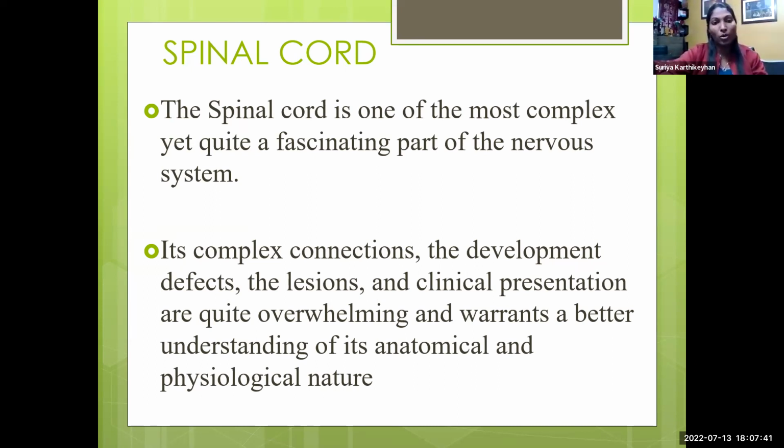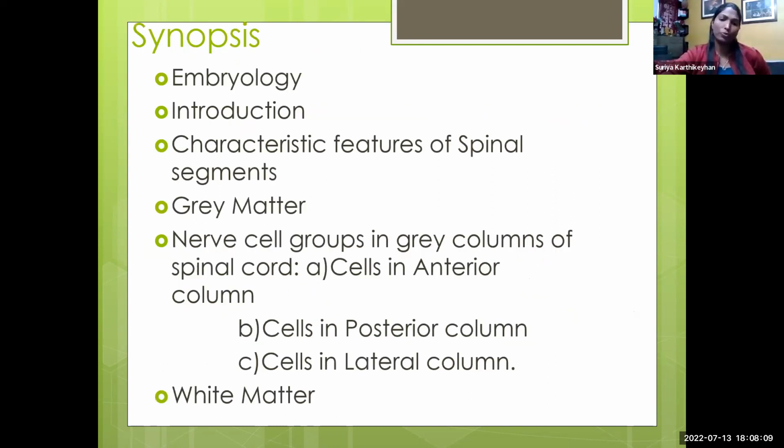We cannot correlate or connect all these things without understanding the anatomy of the spinal cord. It will be very complex to understand all these structures. Even in the clinical presentation, it will be very difficult to find out where the lesion is and how it is connected to these deformities. So it warrants a better understanding of the anatomy and also the physiological nature. You have to know both the anatomy and physiology of the spinal cord.